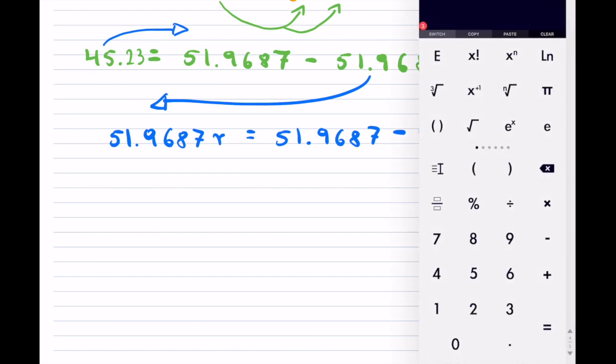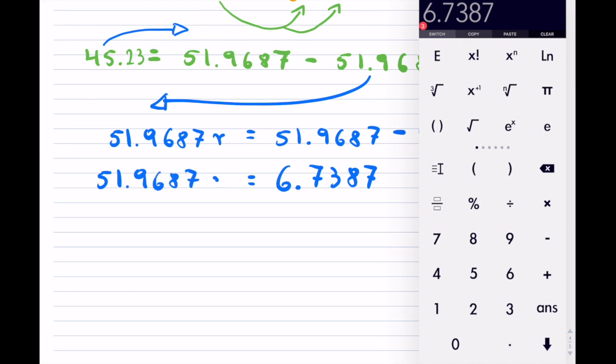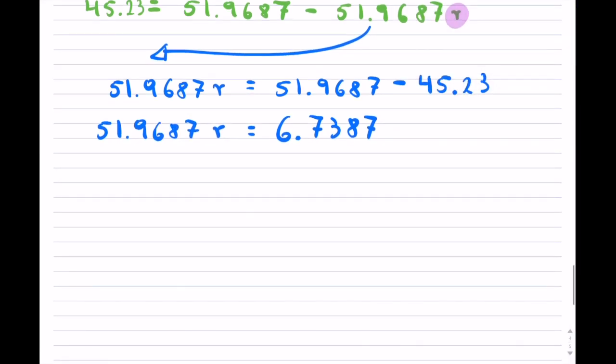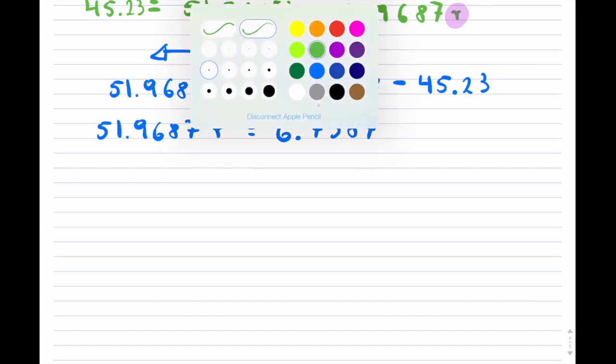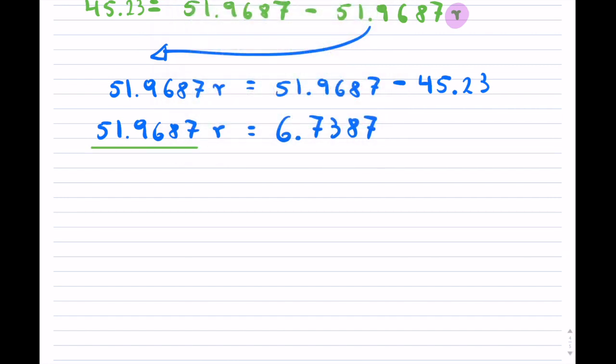So let me do that. 51.9687 minus 45.23 gives me 6.7387 on the left-hand side. Nothing to do as of yet. That now simplifies this whole thing. And I have a number in front of that R, so I'm going to divide both sides by that 51.9687. I'll do that on both sides.